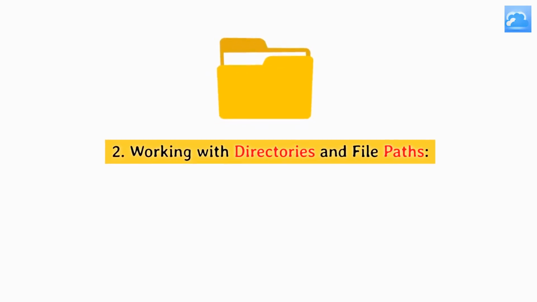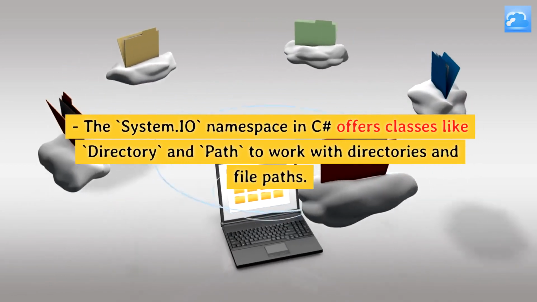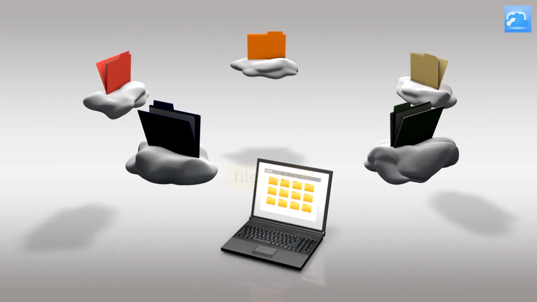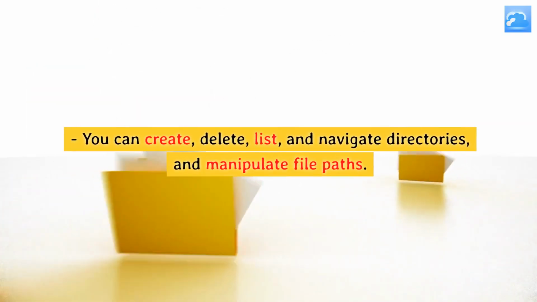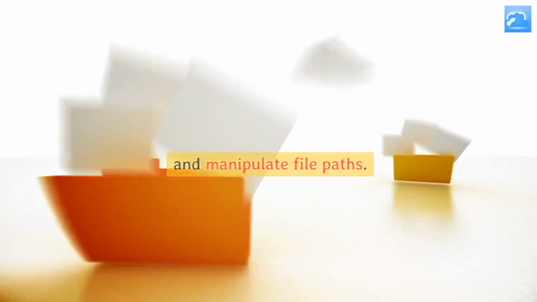2. Working with directories and file paths. The System.IO namespace in C# offers classes like Directory and Path to work with directories and file paths. You can create, delete, list, and navigate directories, and manipulate file paths.